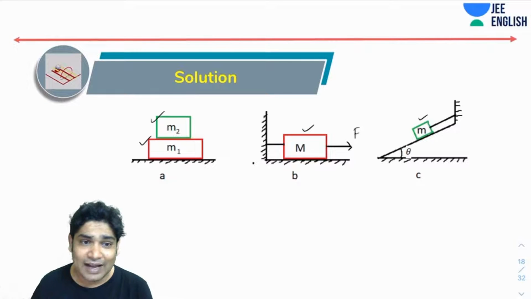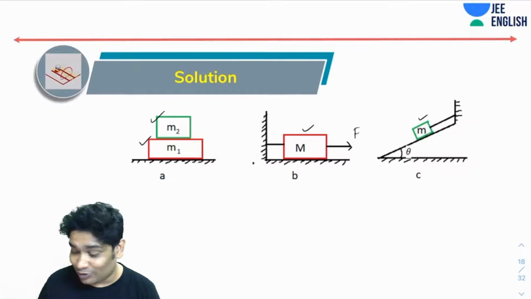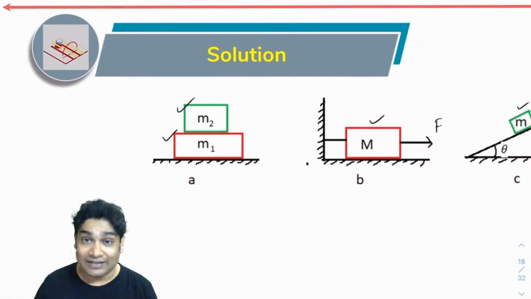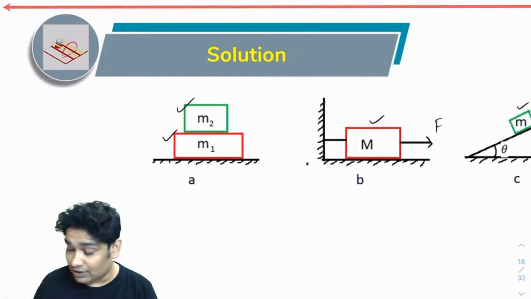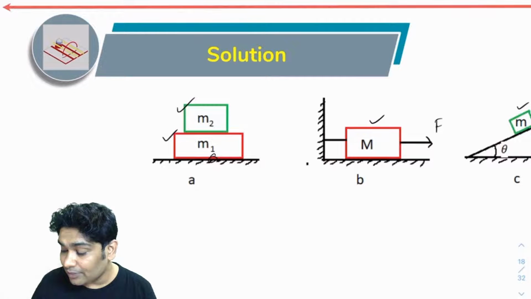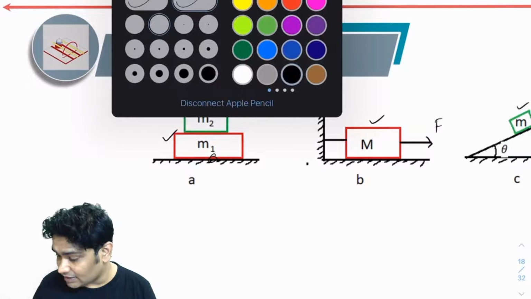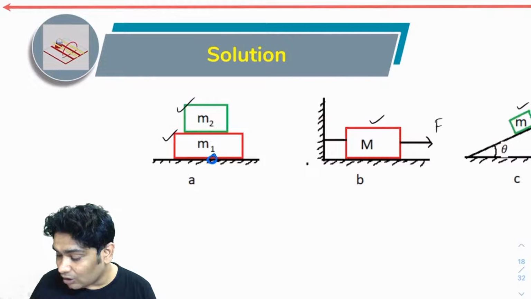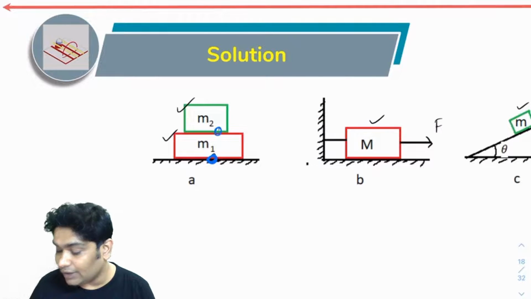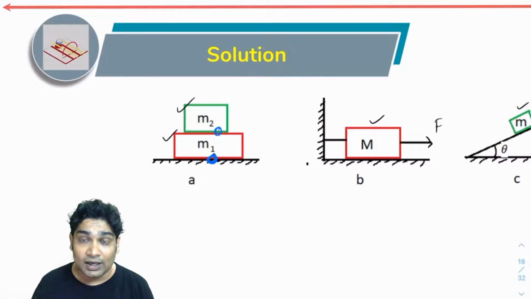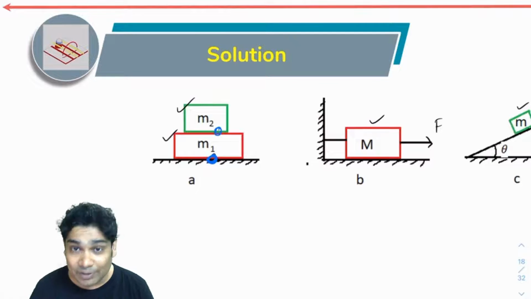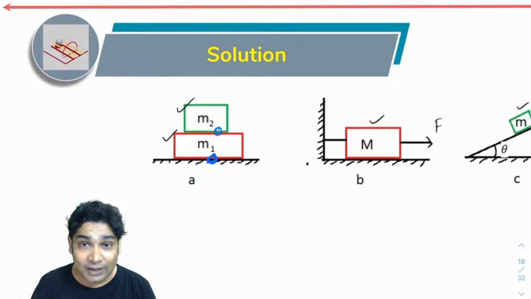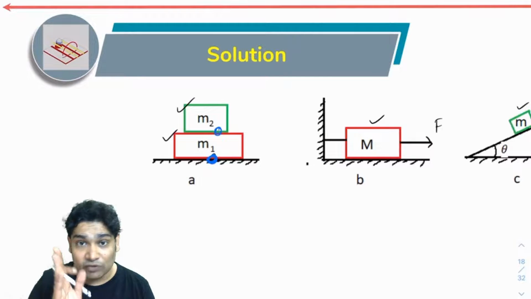Yes, you don't really have to say I will make, just check if you have drawn it correctly. So here, when I'm making the FBD of M1, I need to identify what the contacts are. M1 has a contact here, and it has a contact here. Both these are solid contacts, so what kind of force will they produce? They will both produce normal reactions, which are push forces in mutually perpendicular directions.